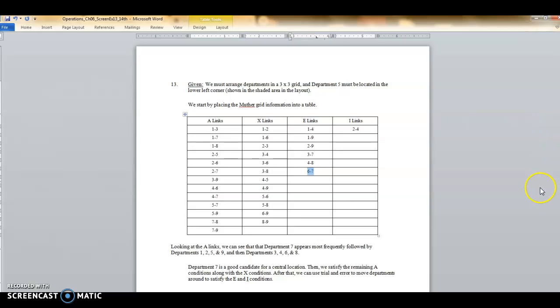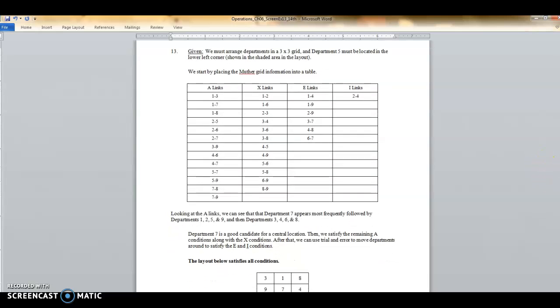So now I've identified my most important links, and what I notice here is that department number 7 appears most frequently, followed by departments 1, 2, 5, and 9, and then departments 3, 4, 6, and 8. Department 7 is a good candidate for a central location because it has so many departments that are critically linked to it, right? Then we satisfy the remaining A conditions with the X conditions. After that, we can use trial and error, which is important to understand, because there's no scientific method to do this. It's trial and error. Computer programs might help you out a little bit on that, right?